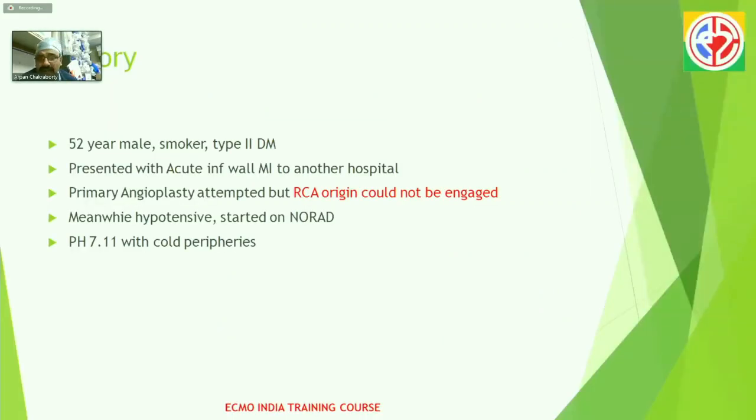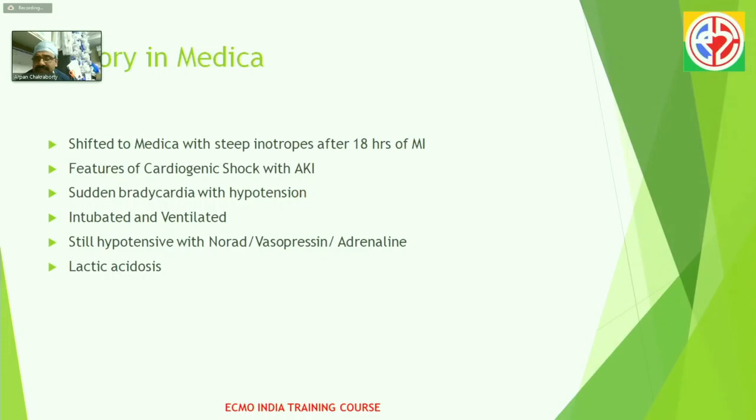For the last thing, I just want to share one case. We found a 52-year-old male smoker with type 2 diabetes presented with acute inferior MI in another hospital, and they attempted a primary angioplasty, but the RCA origin could not be engaged. Meanwhile, he became hypotensive and was started on NORAD. His pH was 7.11 with cold peripheries, and he got shifted to our hospital on steep inotropes after 18 hours of MI, with features of cardiogenic shock with acute kidney injury, sudden brady with hypotension, frank right ventricular infarct, still hypotensive, intubated, ventilated, on NORAD, vasoadrenaline, all inotropes started, lactic acid rising.